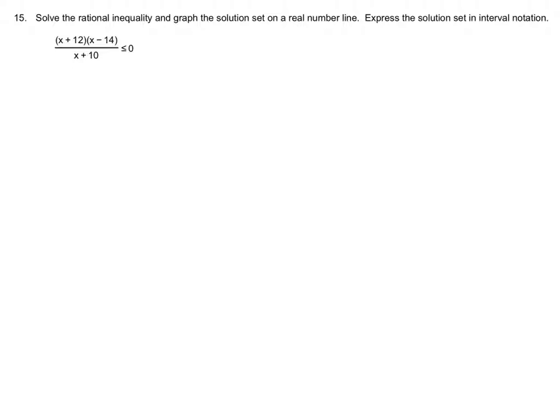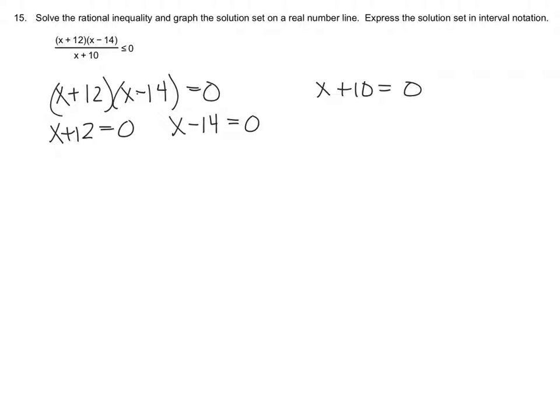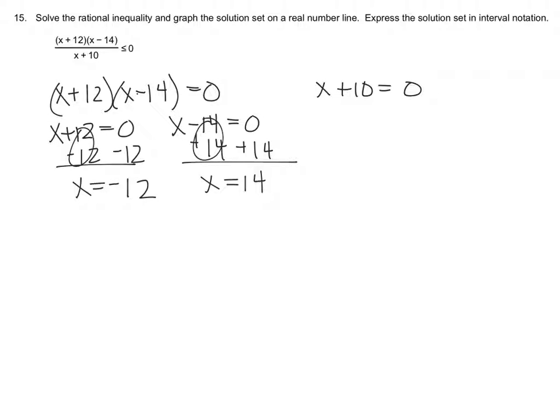The numerator is already factored and the denominator is also already factored. So I can go ahead and set the numerator equal to 0 and the denominator equal to 0. Since I have two factors in my numerator, I can separate those and set them each equal to 0. So I'm going to solve, and I have x equals negative 12 and x equals positive 14. And these are two of my boundary points.